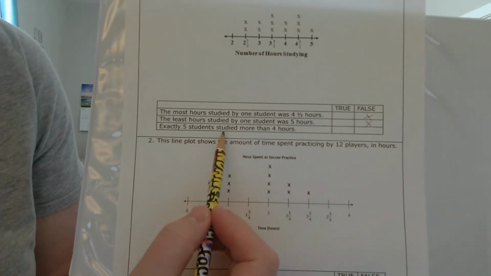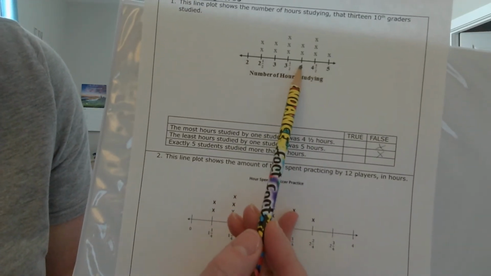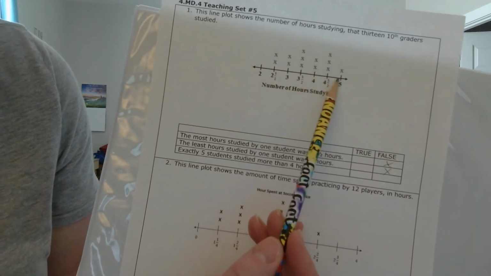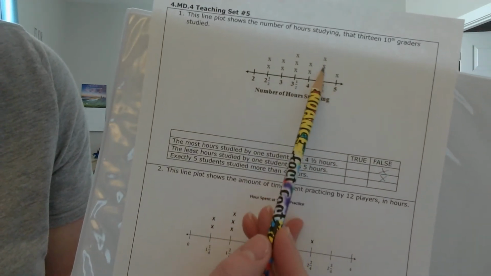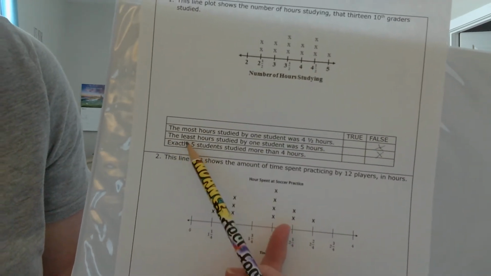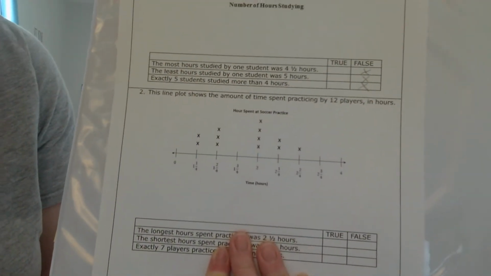Exactly 5 students studied more than 4 hours. So if we look at our 4, more than 4, we don't count 4, more than 4, so it's going to be these X's here. 1, 2, 3, 4. This one says exactly 5 students, so that is also false. They're all false. Let's move to number 2.